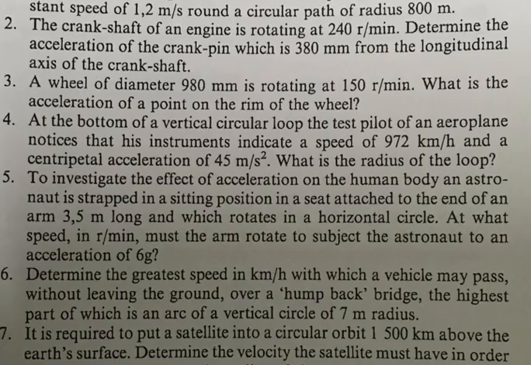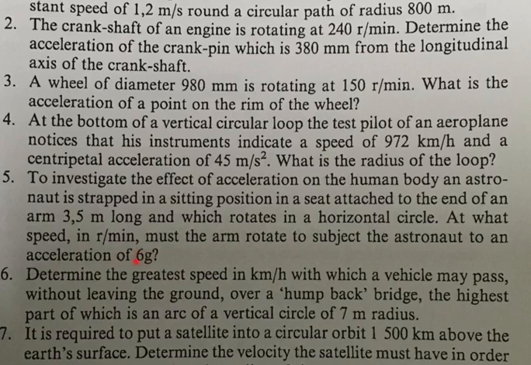So if you go to page 165 of your textbooks, let's look at number 5. To investigate the effect of acceleration on the human body, an astronaut is strapped in a sitting position in a seat attached to the end of an arm 3.5 meters long and which rotates in a horizontal circle. At what speed in revs per minute must the arm rotate to subject the astronaut to an acceleration of 6g?